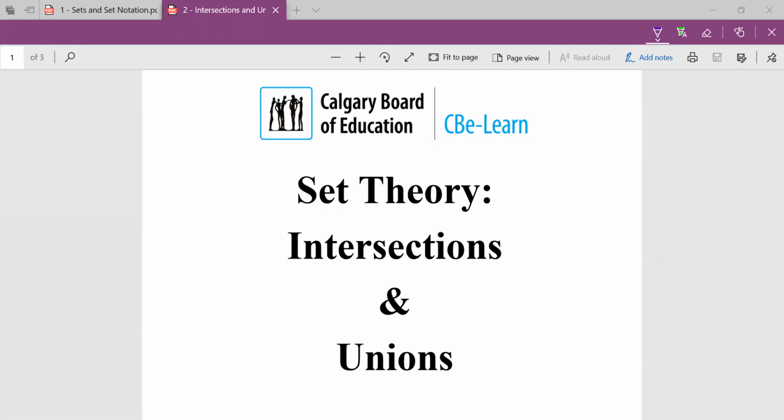Hey, mathletes. Here we are in our next lesson. This one in set theory is about intersections and unions. Let's just think about these words and what we normally use them for in real life.